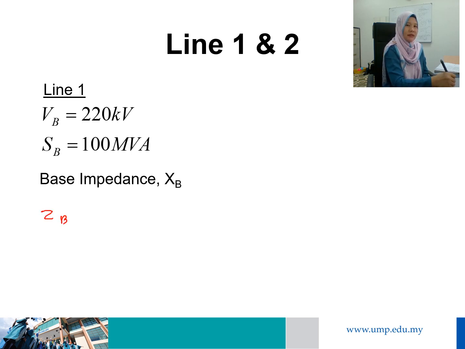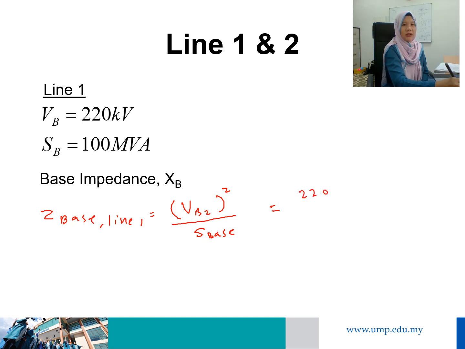So Z base for line 1 is equal to V base for region number 2, because line 1 is located at region number 2, squared divided by S base. So at region number 2, the base voltage is 220 kV squared divided by 100 MVA, and thus we get 484 ohm.